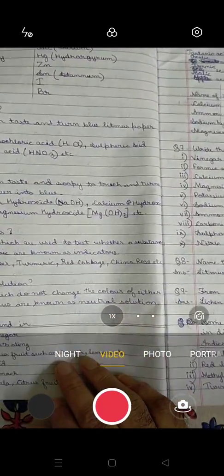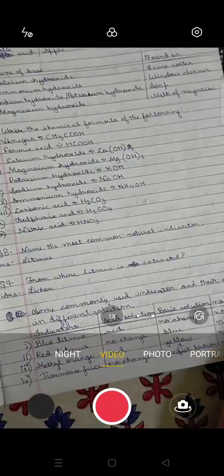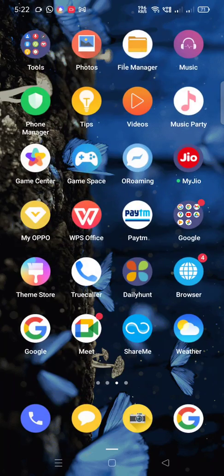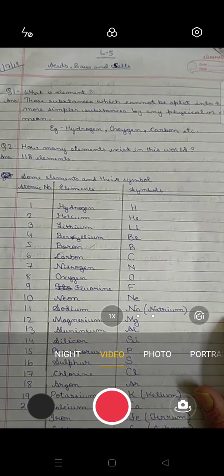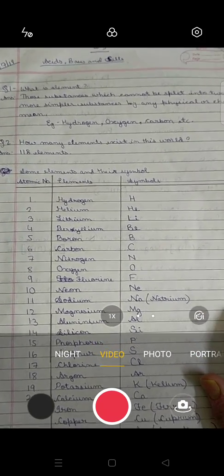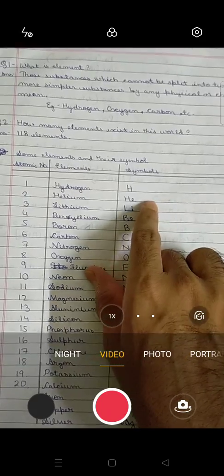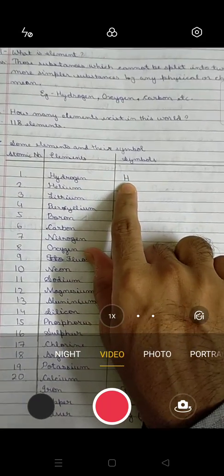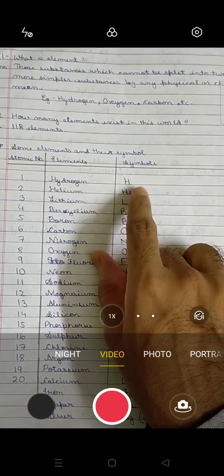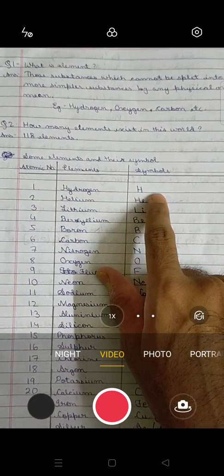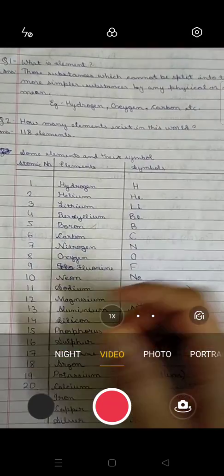So you can remember IUPAC, the International Union of Pure and Applied Chemistry. The symbol for hydrogen has been given by this governing body of chemistry, and that is H. The whole world follows the rules given by IUPAC. So hydrogen is represented as capital H. If you write a small h, it will be wrong.